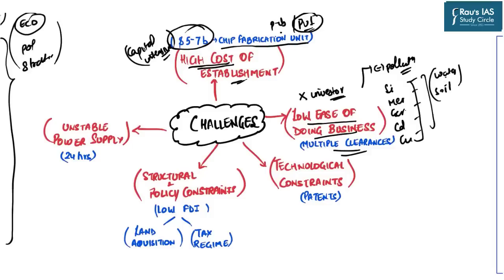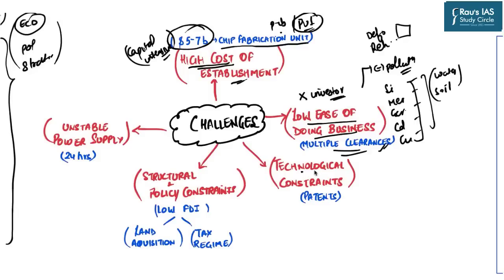So, just in the environmental sense, also a huge number of clearances are required. Similarly, if you are going to establish industry on a particular land, then the clearance is required for the areas. There might be certain amount of deforestation or rehabilitation, etc. So low ease of doing business in India is also the challenge.